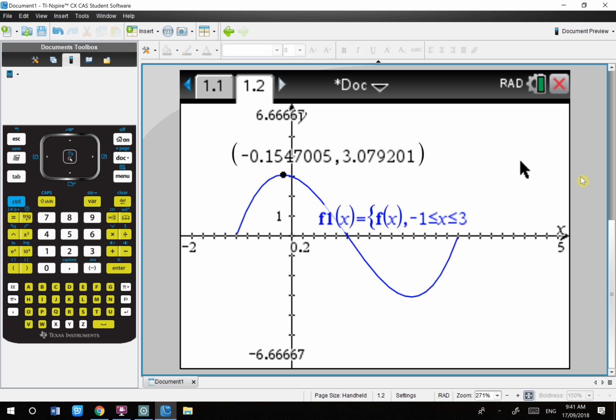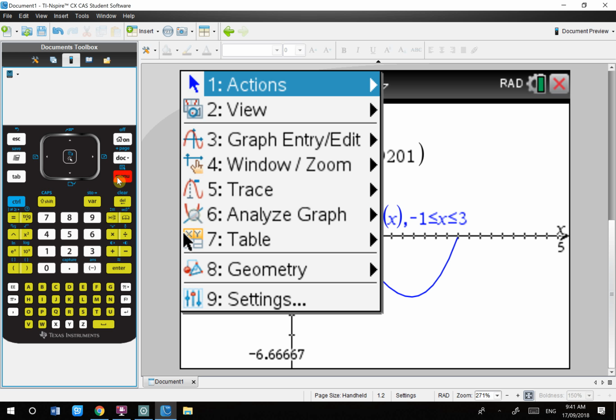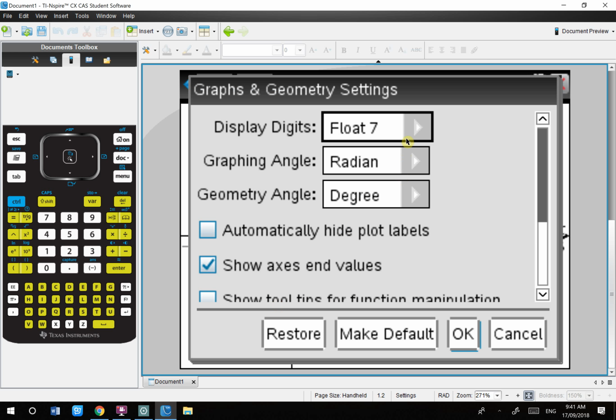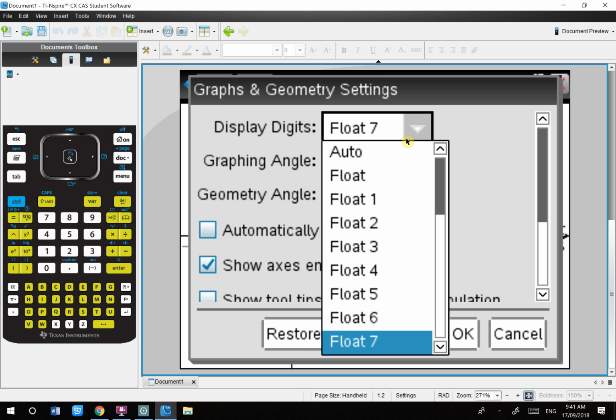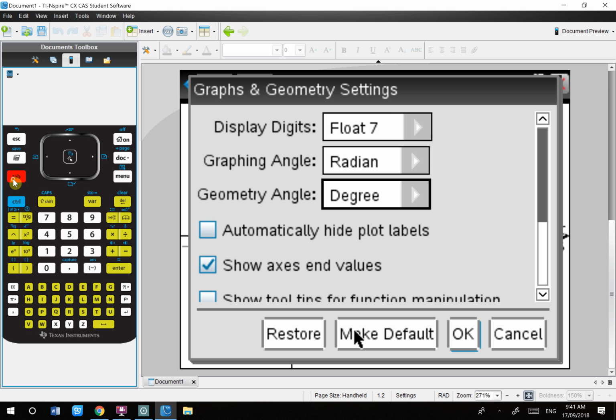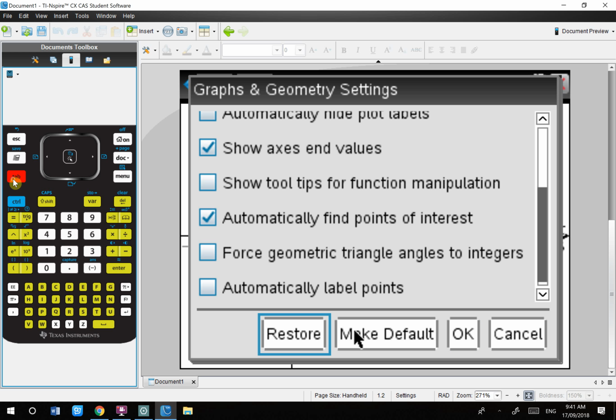One more thing I would like you to do now. Everyone stop what you're doing. Go to menu, number 9, settings. Everyone needs to do this now. Menu, settings. Change the first one to anything above 5. Float 6, float 7, but you need to change to a higher float. I put 7, it doesn't really matter. And then just press the tab button, and make default. Can you see the bottom? Make default.